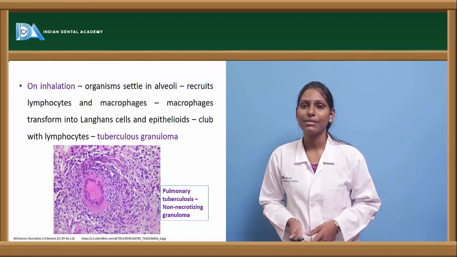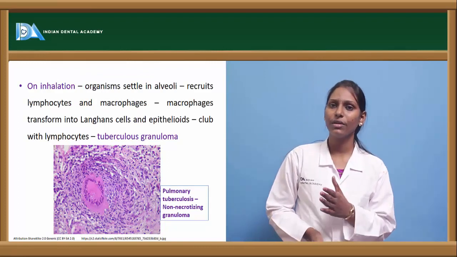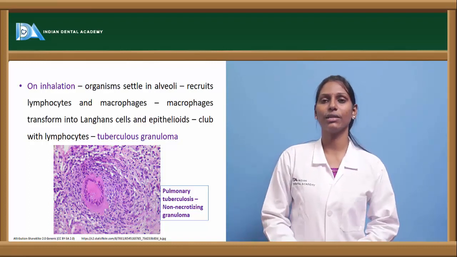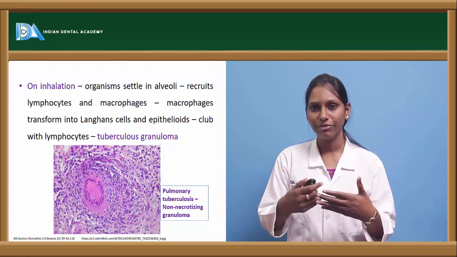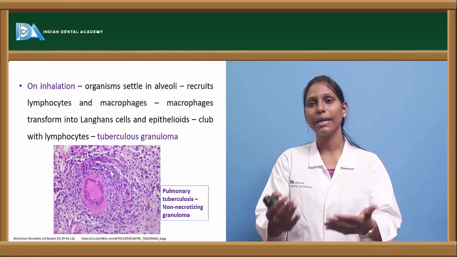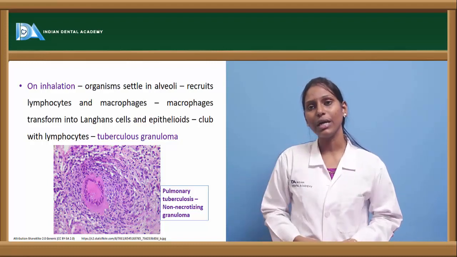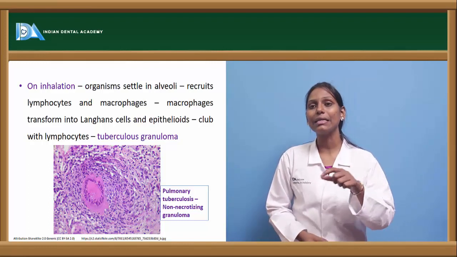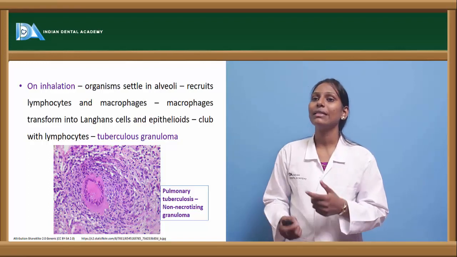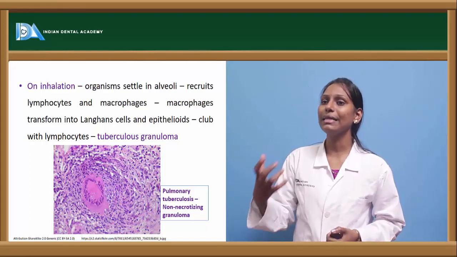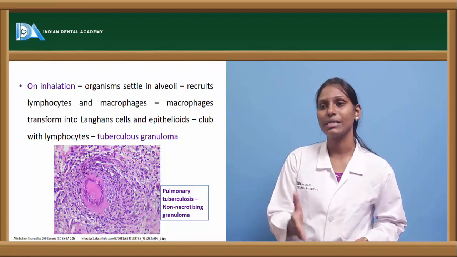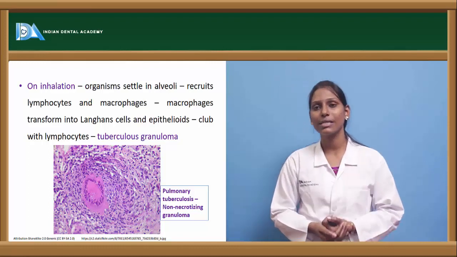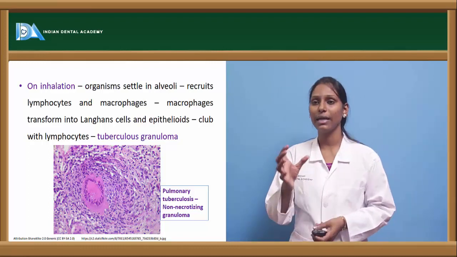On inhalation, what happens is, when we say that Mycobacterium tuberculosis spreads through droplet infection, what is the process that is actually taking place there? When a patient coughs, the droplet is transmitted onto the other person. So these organisms will enter into the airway and they settle down in the alveoli. Within the alveoli, they recruit lymphocytes and macrophages, and they transform into Langhans cells and epithelioid cells. These club with lymphocytes again. The whole entity is now called a tuberculous granuloma. This will actually decrease the alveolar space there.